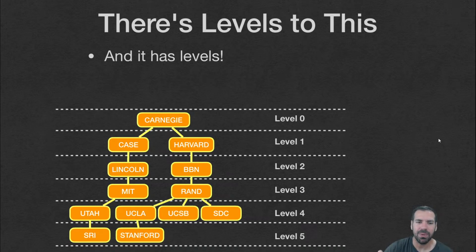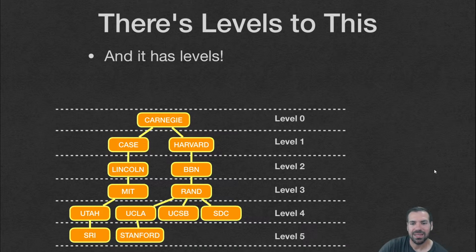We can label these levels the way that we had all the edges go down. If we say level 1, and each time we go down, we advance to another level. Carnegie, and then down 1, Case and Harvard are at level 1, Lincoln and BBN on level 2. Every time we travel a new edge, we advance to another level.